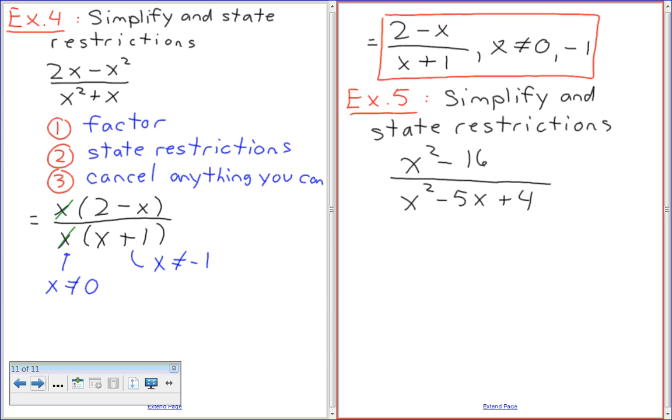Step number 1 is factor. You always factor first. What do you do after you factor? Very good. Then you're going to state restrictions. What are you going to finally do? Good. Okay. Right. So start off by factoring always.